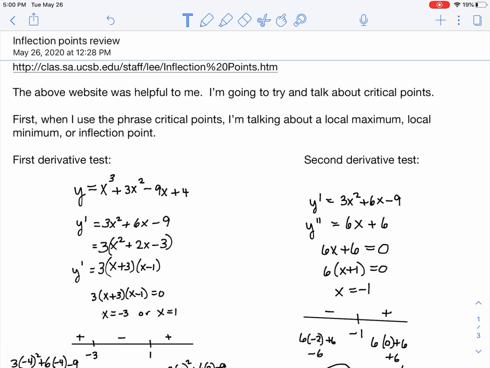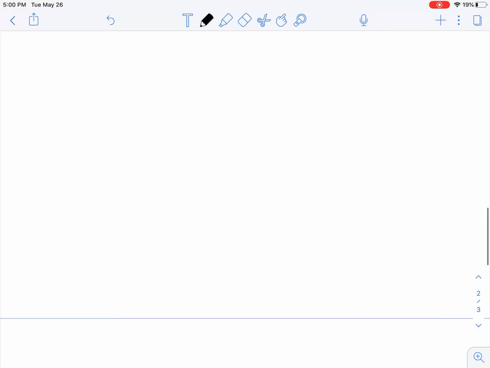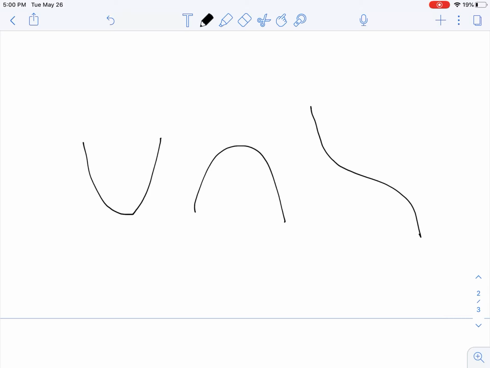So when we talk about critical points, we're talking either about a local maximum, a local minimum, or an inflection point. Here's your local minimum, right? That's your parabola. A local maximum would be like this. And an inflection point is like that, where it changes concavity. Remember, concave up is that side. This side is concave down.